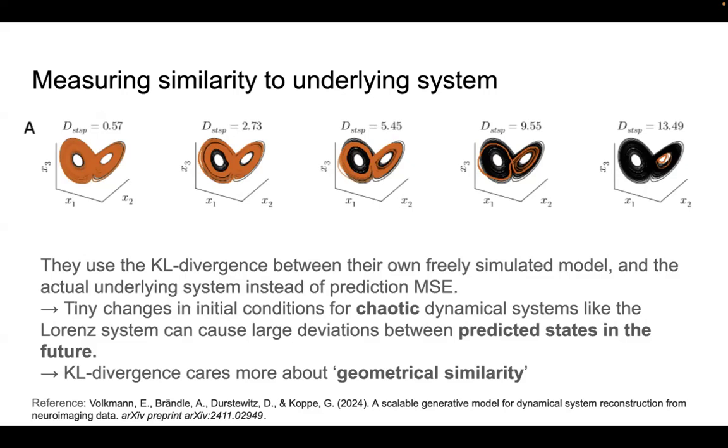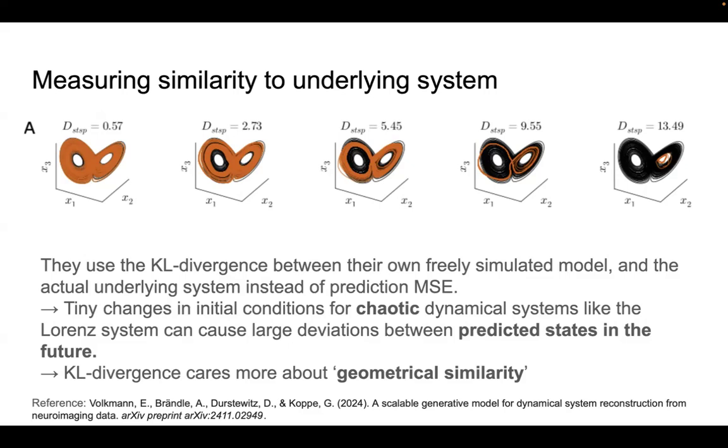So the first thing that they say is about both that and also how well you can measure performance on predicting these dynamical systems. Because we know this about chaotic dynamical systems, instead of trying to look at the mean squared error between predicted and true states for the dynamical system, they actually look at the KL divergence between a freely simulated model of the true dynamics and the actual underlying system.